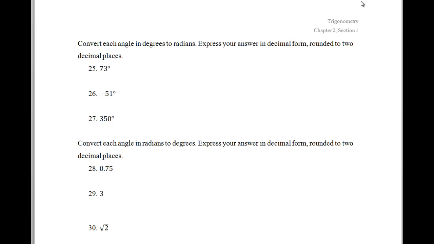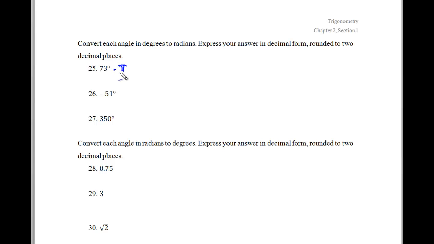Welcome back. This is Mr. Anderson from Cal Community College looking at the second half of our Chapter 2, Section 1 workout, looking at some degrees and radians of circles. What we're going to do is convert each angle from degrees to radians, and we're going to express all our answers in decimals, so we're not going to have anything in units of pi.